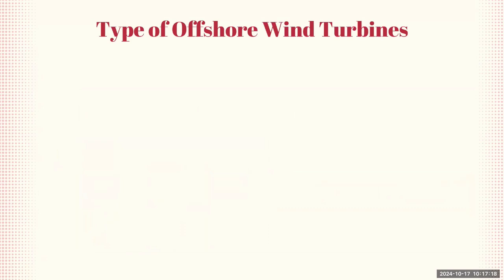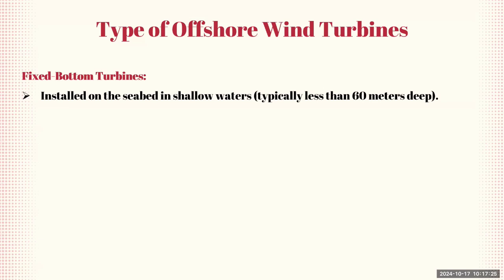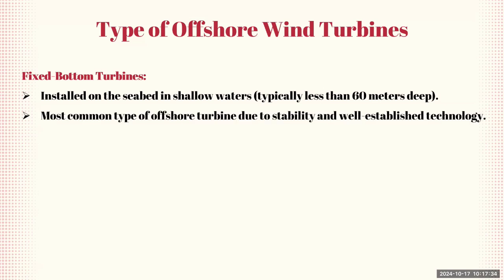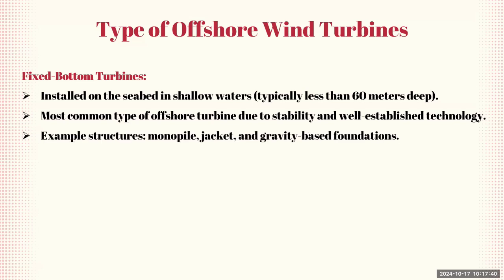So let's talk about the types of offshore wind turbines. So we have fixed bottom turbines, which are installed on the seabed in shallow waters, so typically less than 60 meters deep. This is also the most common type of offshore turbine due to the stability and well-established technology. Example structures of this turbine include the monopile, jacket, and gravity-based foundations. Don't worry, I'll be showing you pictures of each of these examples shortly.